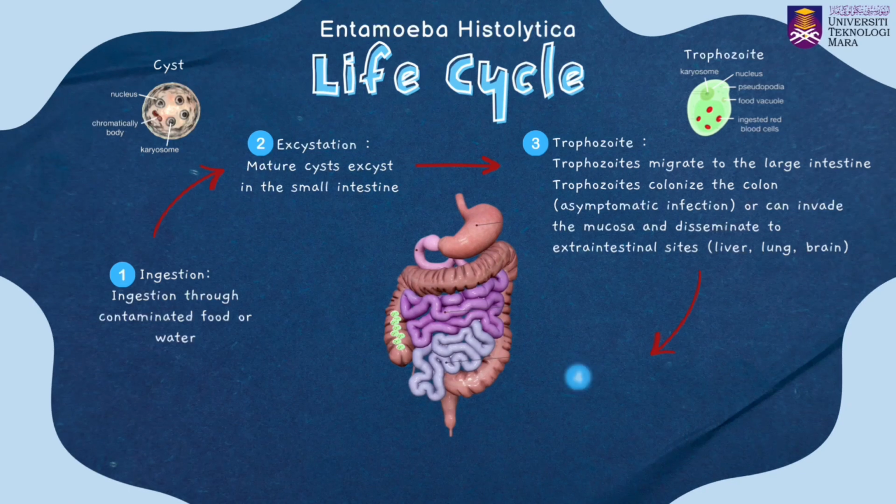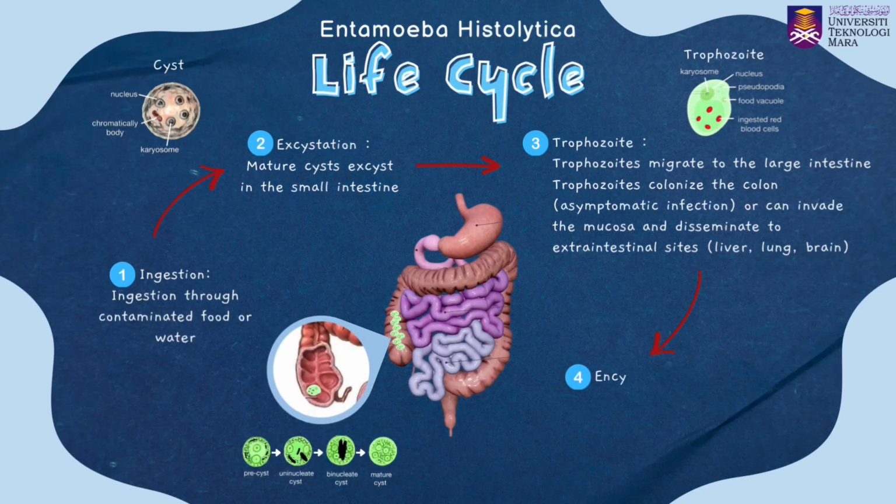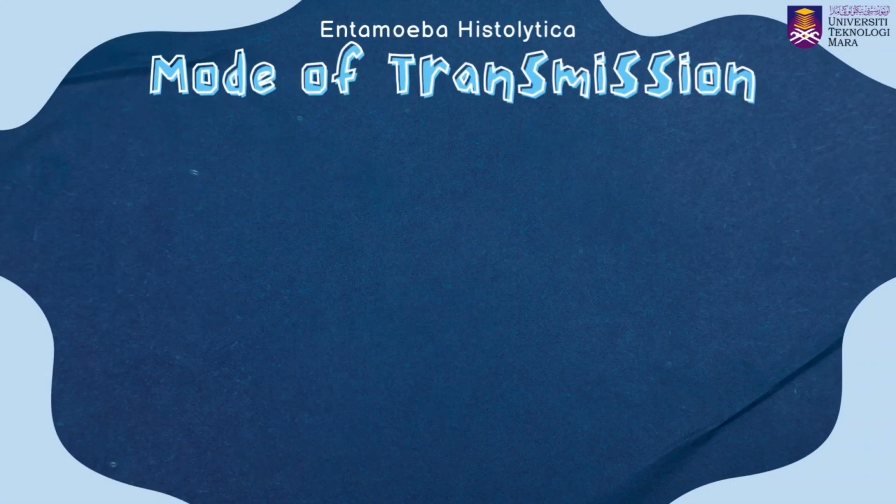Finally, in stage 4, the cycle is completed through encystation. As the parasite moves further down the colon, they transform back into newly generated cysts, which are excreted in the stool. These cysts are immediately infectious, allowing the cycle to start all over again if they contaminate a new water or food source. Mode of transmission.